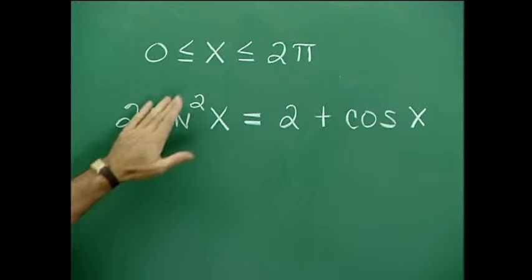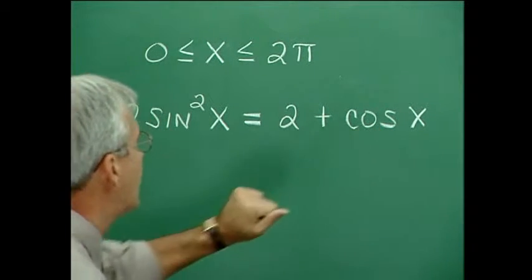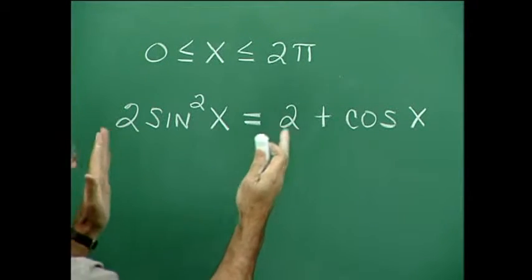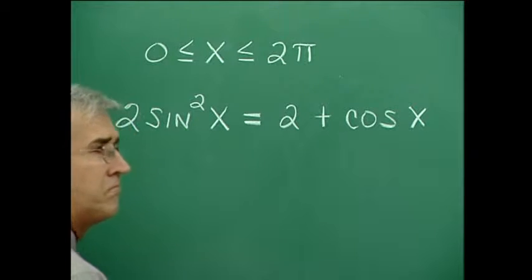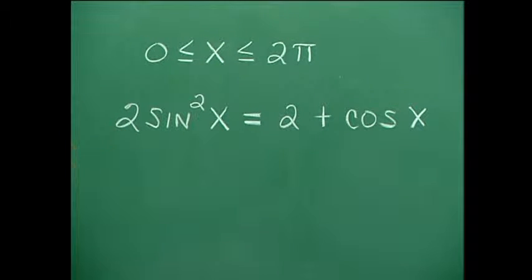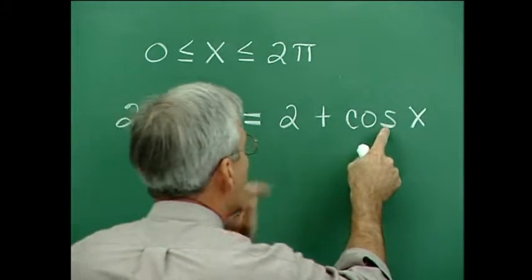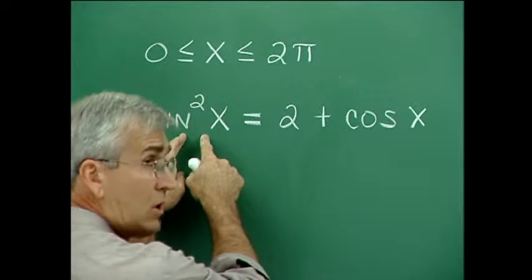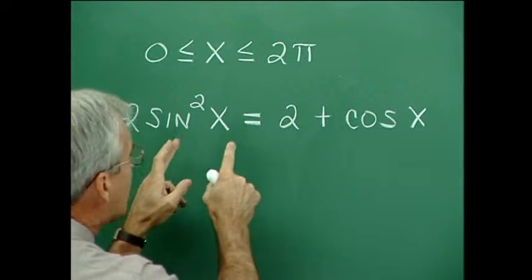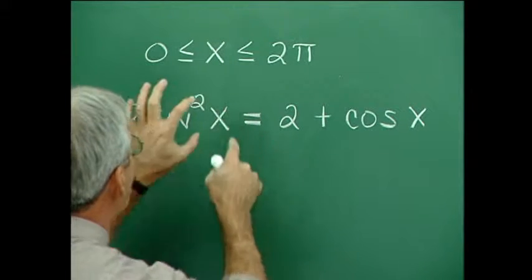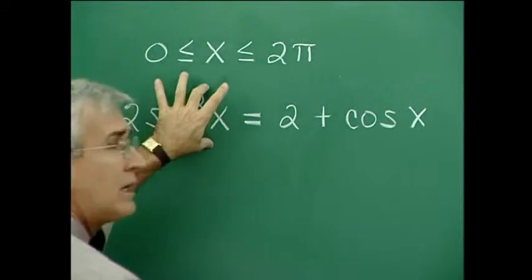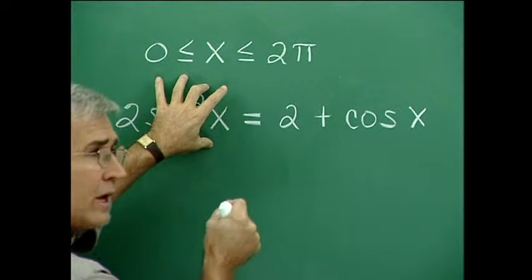We have 2 sine squared x is 2 plus cosine x. Our first order of business is to try to rewrite the equation so that we have only one trig ratio involved. Well, to do that, we have to think in terms of rewriting cosine in terms of sine, or rewriting sine squared in terms of maybe cosine squared. And when we see the squared business, that's where our attention ought to be drawn, because we can rewrite this by using the Pythagorean identity.